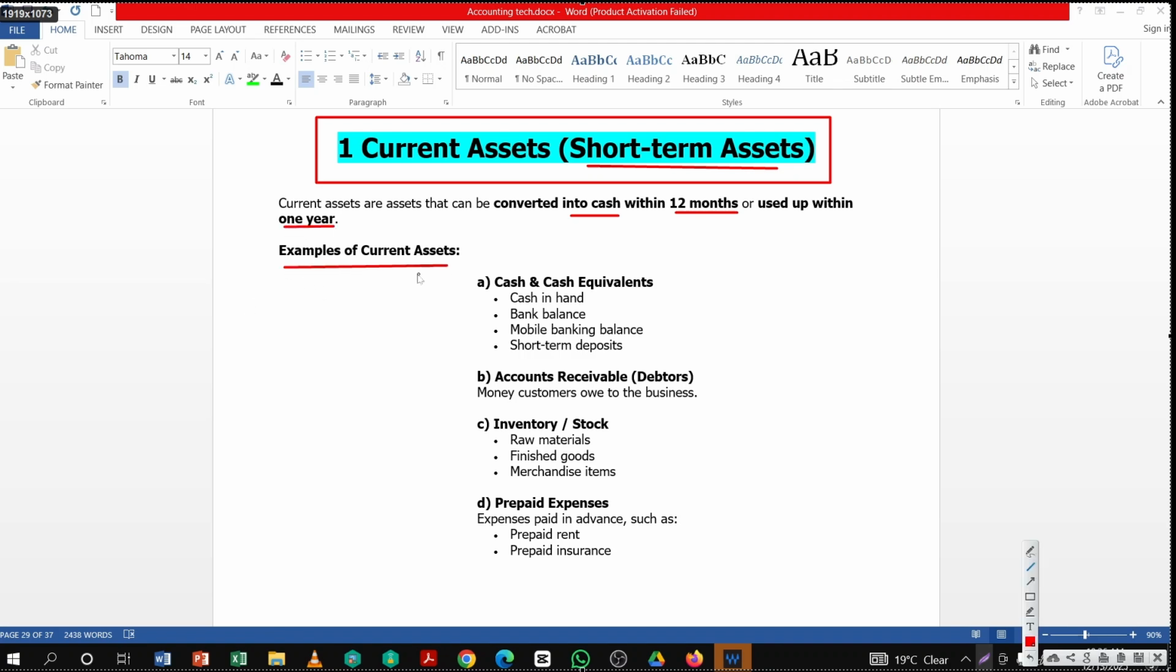Examples of current assets: cash and cash equivalents, cash in hand, bank balance, mobile banking balance, short-term deposit. Account receivable, that is money customers owe to the business. Inventory or stock, raw materials, finished goods, merchandise items. Prepaid expense, that's prepaid rent, prepaid insurance.